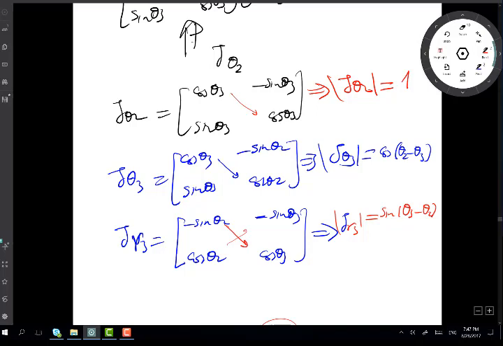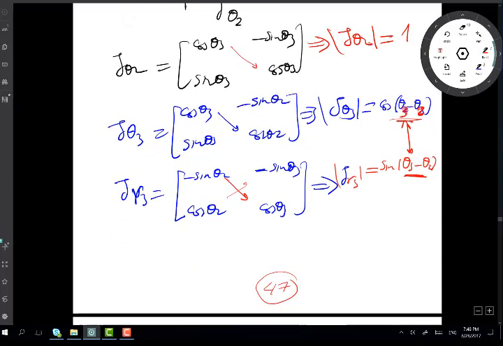In fact, I'll go back here and write this as theta 3 minus theta 2. It does not matter for cosine, because cosine of minus theta is equal to cosine theta, so it does not matter. But over here, I just wanted to have a formula that looks elegant. So theta 3 minus theta 2 in both expressions.